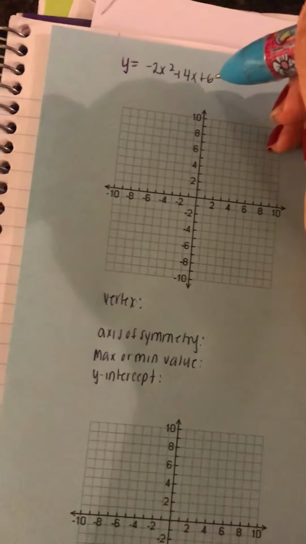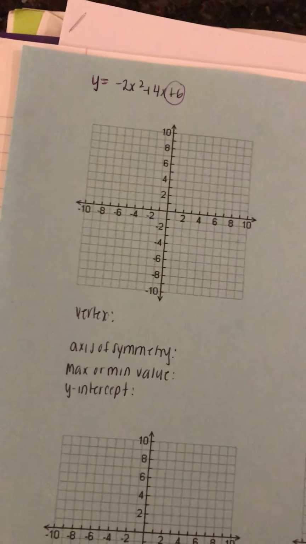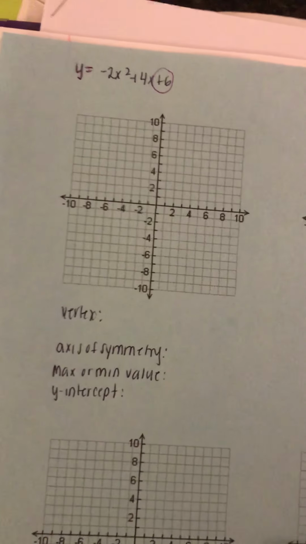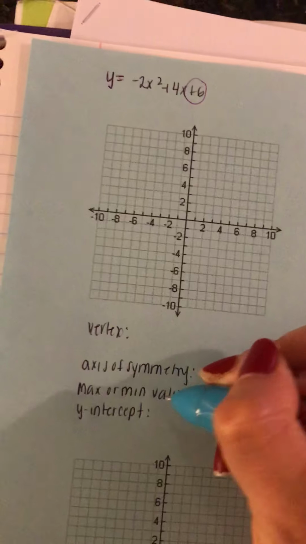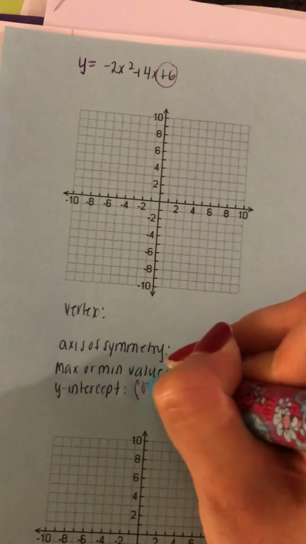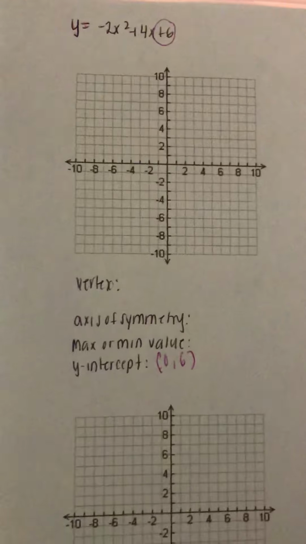The y-intercept in the standard form is just the constant value of the quadratic function. That means it's the number without the variable. So the y-intercept will be the point, because at the y-intercept x is 0, so the point 0, 6 is the y-intercept. Now we're going to find the vertex.